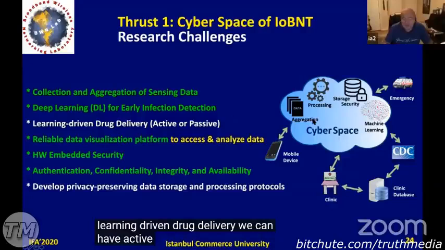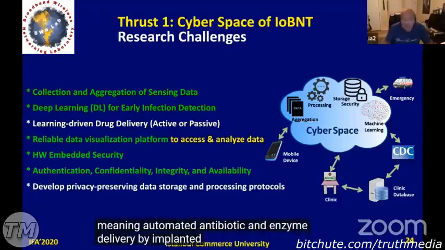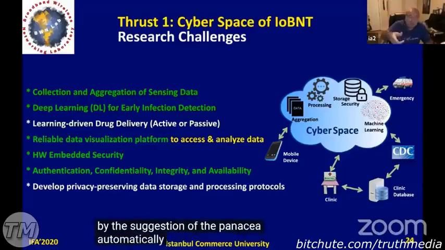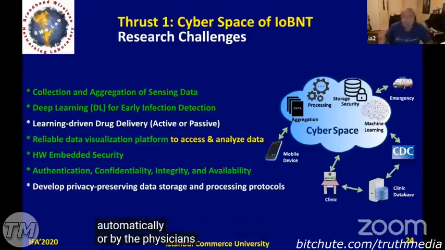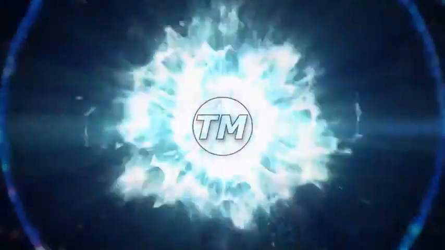We can have active drug delivery, meaning automated antibiotic and enzyme delivery by implanted or dressing devices, or passive drug delivery, meaning alerted patients, or the patient takes antibiotics orally by the suggestion of the Panacea automatically, or by the physicians remotely using this Internet of Bio Nano Things platform.